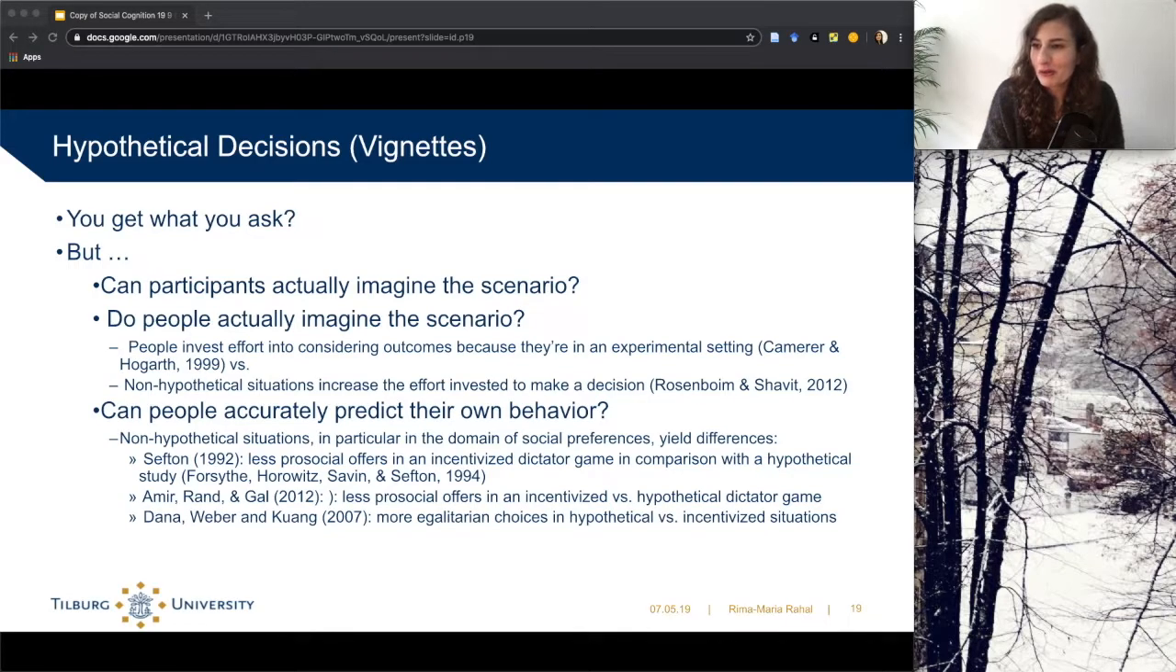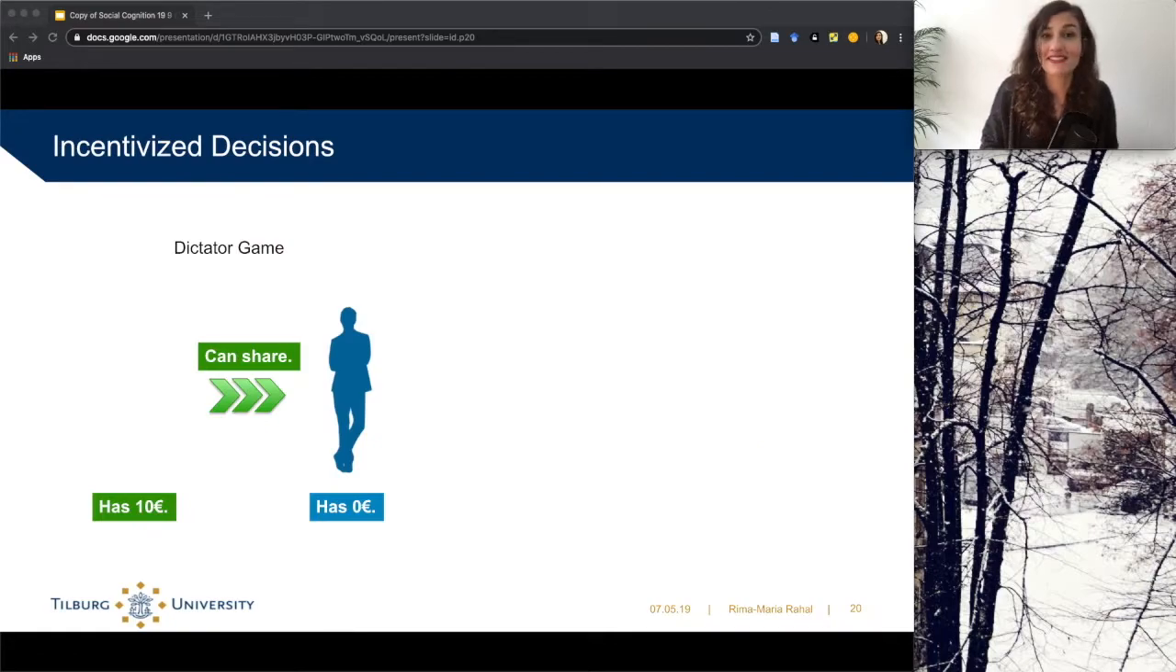So what can we do to get over them? Well, the easy fix would be to try to put these into real life, right? So instead of asking people, imagine what it would be like to yada, yada, yada, insert vignette here, we could ask people, okay, here is a situation. We will exactly enact this situation depending on your choice. And that's what we would call an incentivized decision.